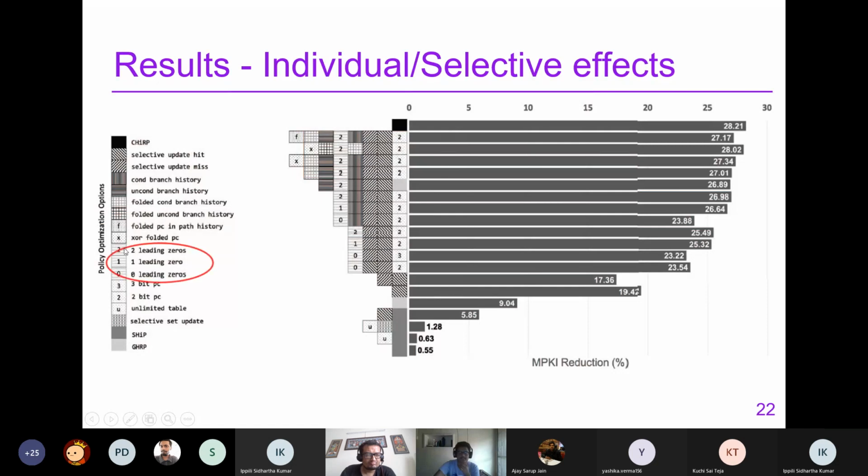And I want to draw attention over here, where we had said earlier that we are putting two leading zeros along with the 2 bits of the program counter into the global path history. If we are putting just one leading zero, then we are getting a much smaller MPKI reduction. And if we are using 0 leading zeros, then it is better than 1 leading zero. This actually is very counterintuitive. And yeah, leading zeros with path history improves MPKI.